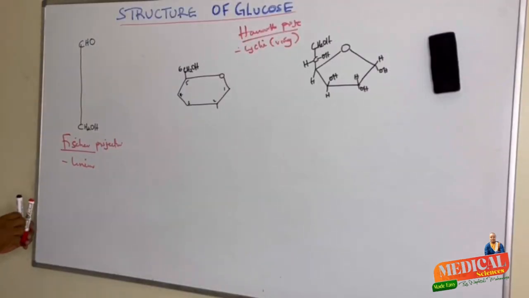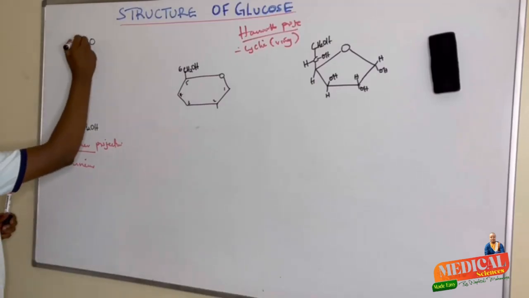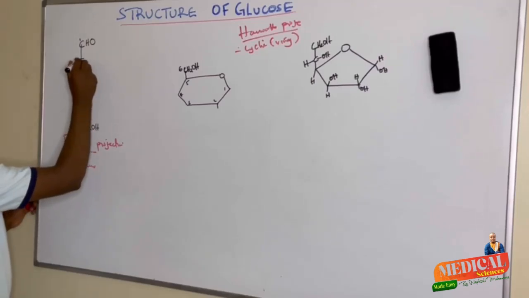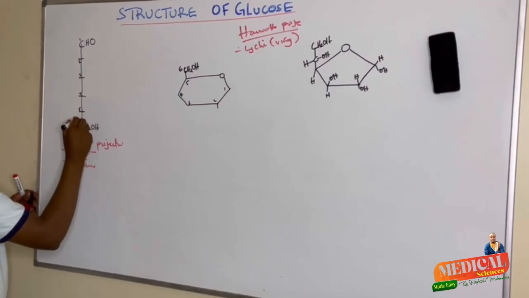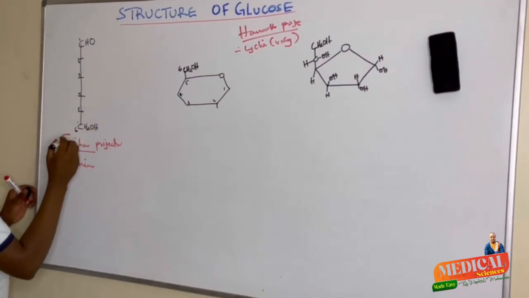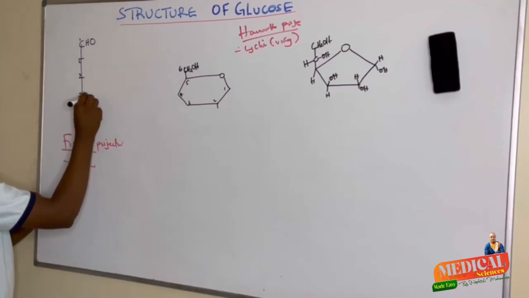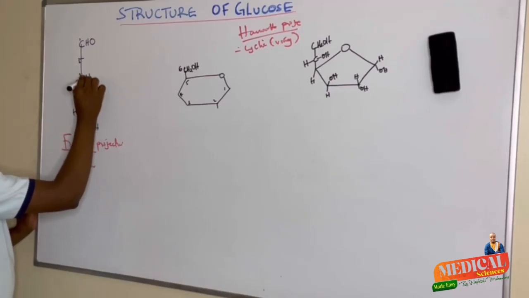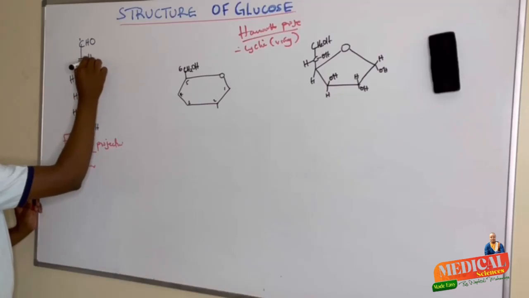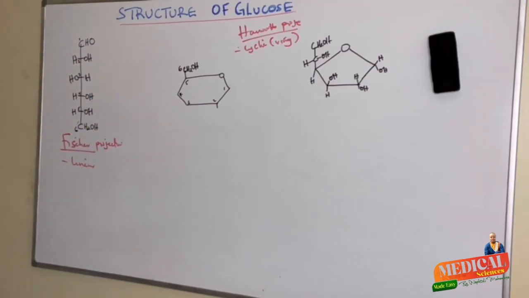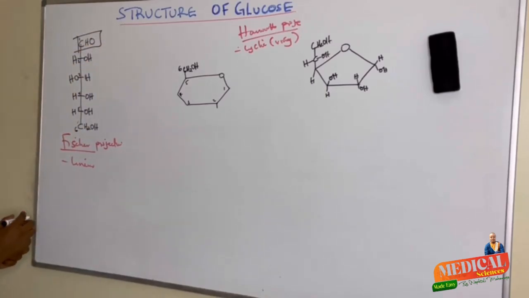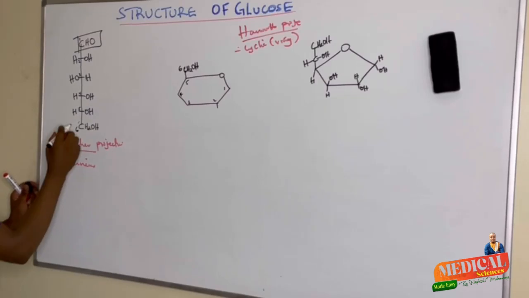And we know that glucose is made up of 6 carbons, whereby this is carbon number 1, number 2, number 3, number 4, number 5, and number 6. And here we have the hydroxyl group. So this is the structure of glucose with the 6 carbons. And as we see, Fischer says it is a linear structure made up of an aldehyde functional group. And then we shall call this one D-glucose.